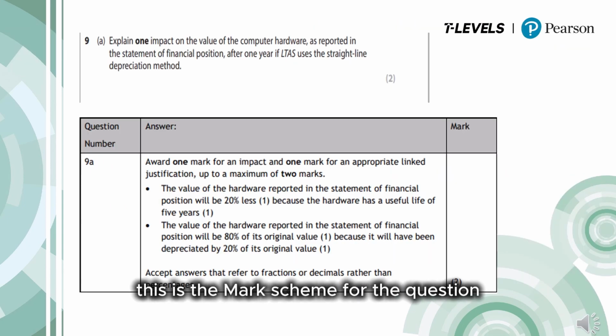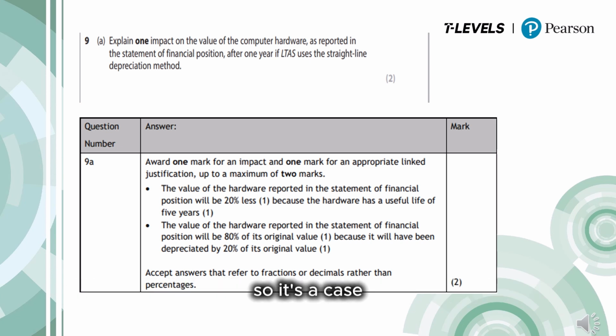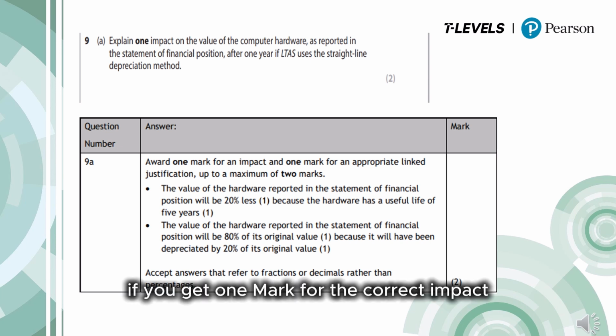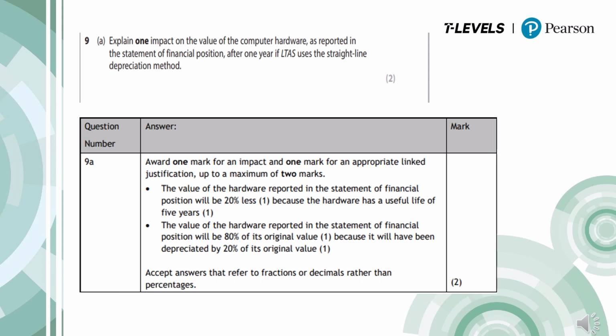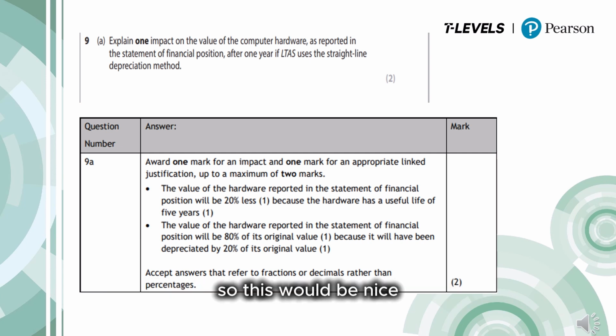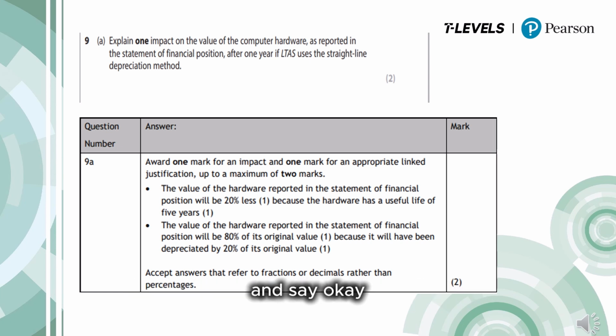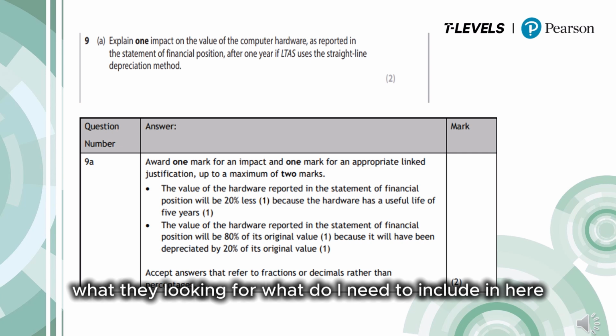On this slide, this is the mark scheme for the question we were just looking at. So this is points-based marking. So it's a case of you get 1 mark for the correct impact and then 1 mark for a correct development. So this would be nice if you're teaching students how to approach the papers. You can share this with them, they can have a look at it, but it obviously also makes it useful for them to look at it and say, okay, what are they looking for? What do I need to include in here?